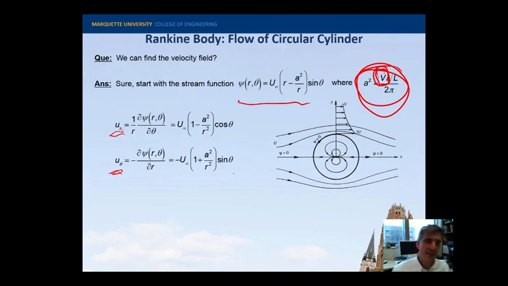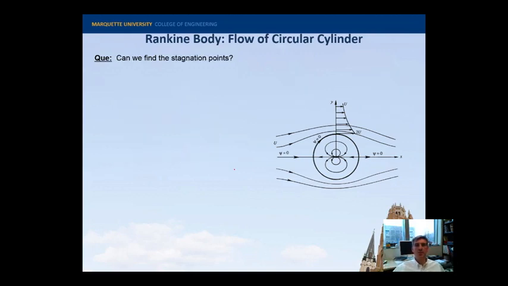So here they are. This is, in fact, the velocity field, and it describes the velocity everywhere, in the cylinder, outside the cylinder, over the whole xy plane. Can I find the stagnation points? Well, let me go back for a second.